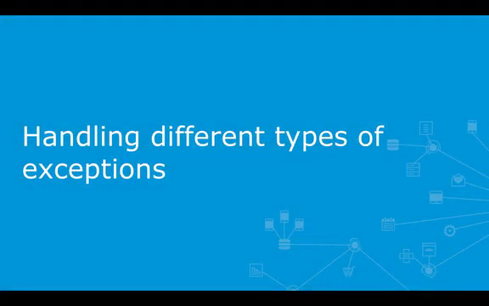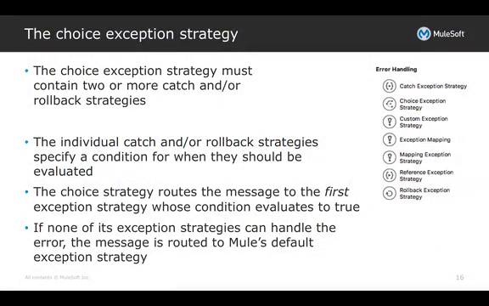Handling different types of exceptions. So we have a couple options for exception handling beyond just catch exception. The choice exception strategy can contain two or more catch and/or rollback strategies, allowing us to determine which exception strategy we want to use. Individual catch and/or rollback strategies will specify a condition when they should be evaluated.